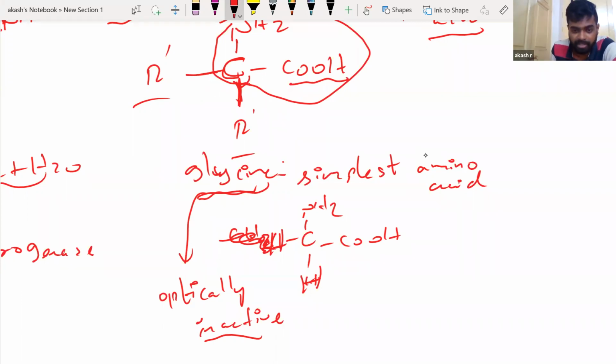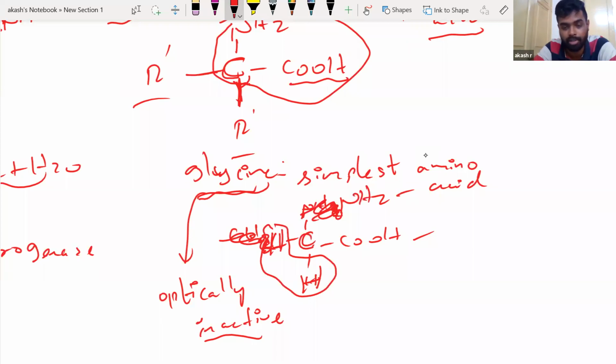Now you see the first criterion itself is gone. This particular carbon is not attached to 4 different groups. Now, how do I write OH2? Oh, this is NH2. I'm sorry. Okay, now one NH2, one COOH, but you see that in glycine, I have 2 hydrogens. That means there are not 2 different groups, right?